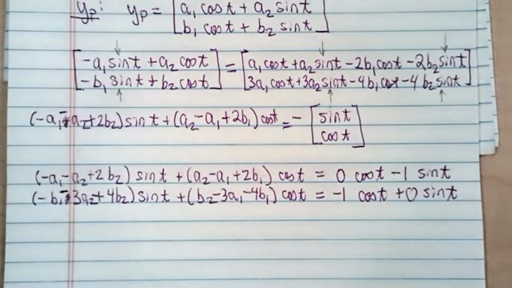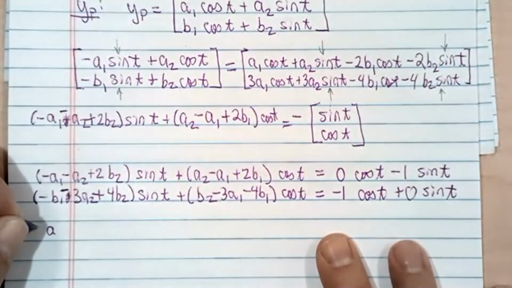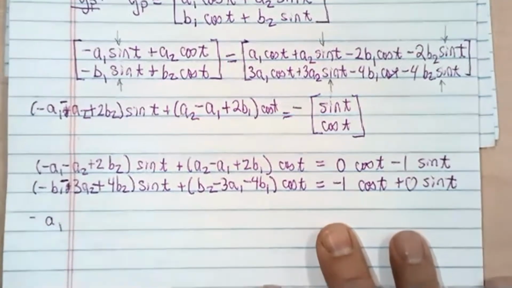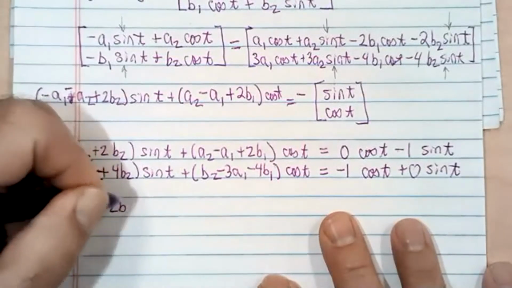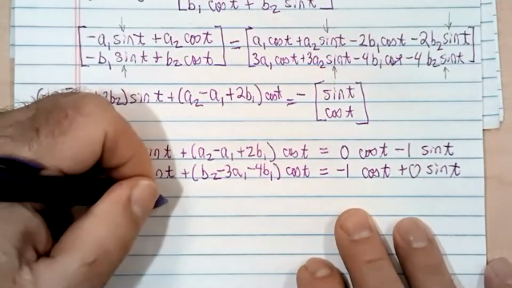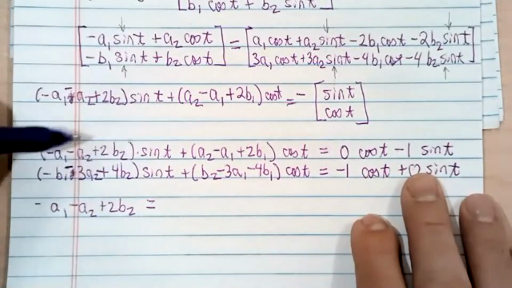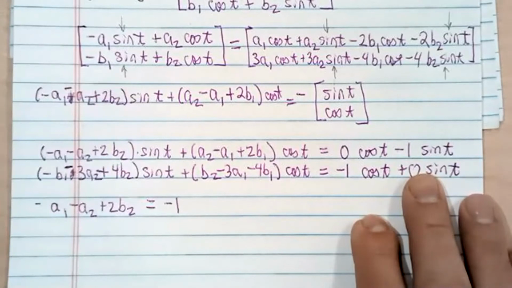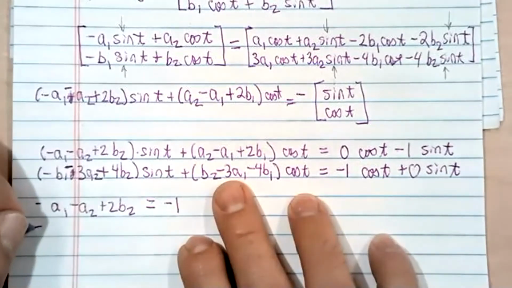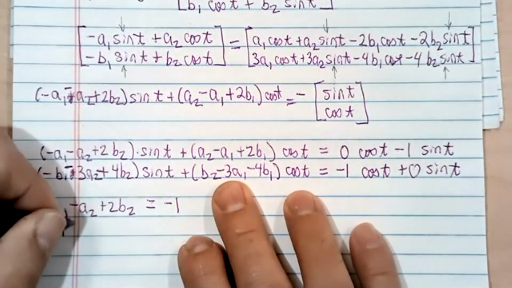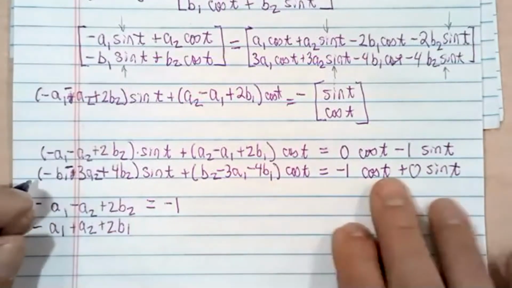And now I have a system of equations. Minus a1 minus a2 plus 2b2 adds up to, that's the coefficient on sine, which must be minus 1. The coefficient on cosine is 0, and that is minus a1 plus a2 plus 2b1, and that adds up to 0.